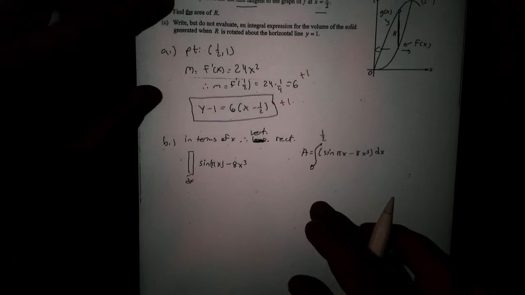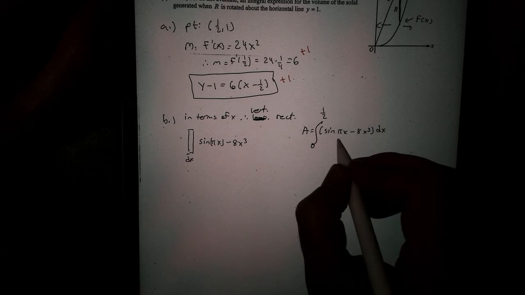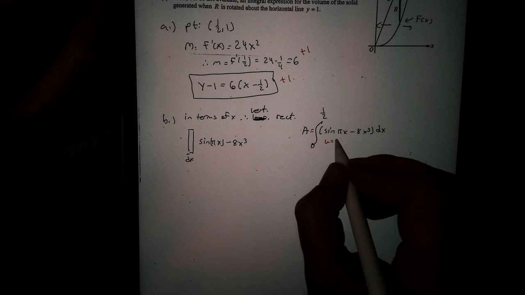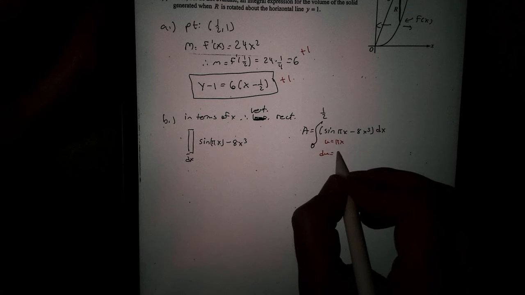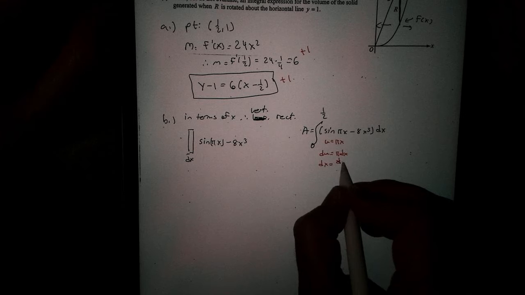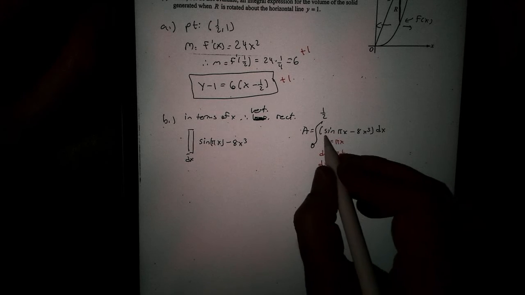Now, they do ask us to find the area, so we do have to evaluate this. The first thing I'm going to notice is that this part right here is my u substitution. I would let u equal pi x. Then du would be pi dx, so dx would be du over pi. And this is telling me that for the first one I'm going to divide by pi.